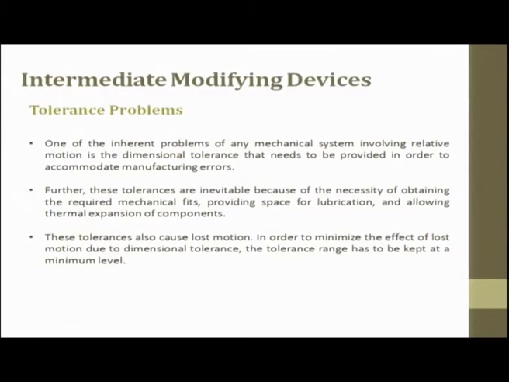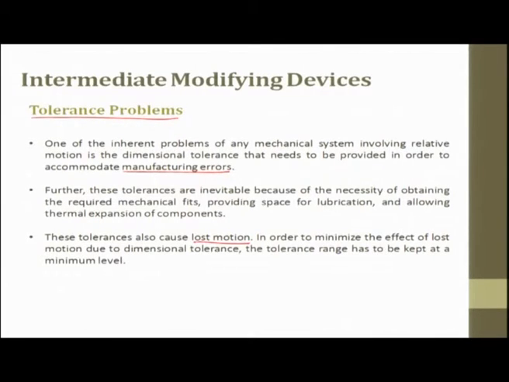The other thing in the intermediate modifying device is the tolerance problem. One of the inherent problems of any mechanical system involving relative motion is that dimensional tolerance needs to be provided in order to accommodate manufacturing error. We are just trying to say why tolerance is given. Further, these tolerances are inevitable because of the necessity of obtaining the required mechanical fit, providing space for lubricant, and allowing thermal expansion of the component. So, these tolerances also cause lost motion.